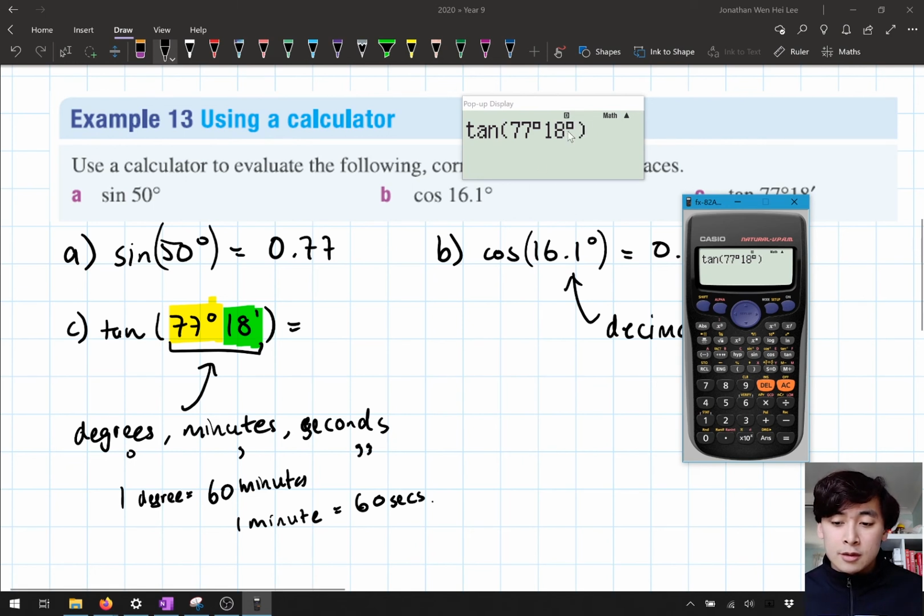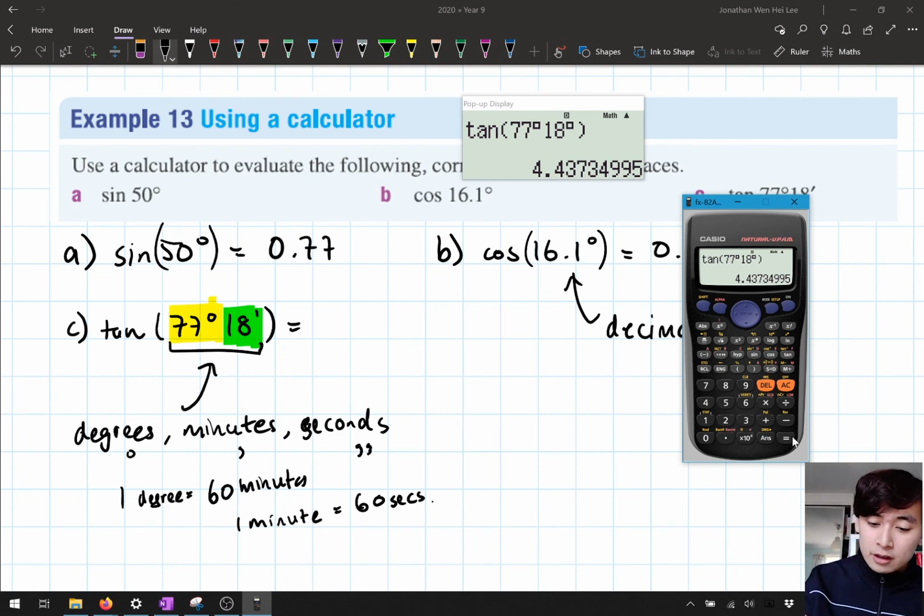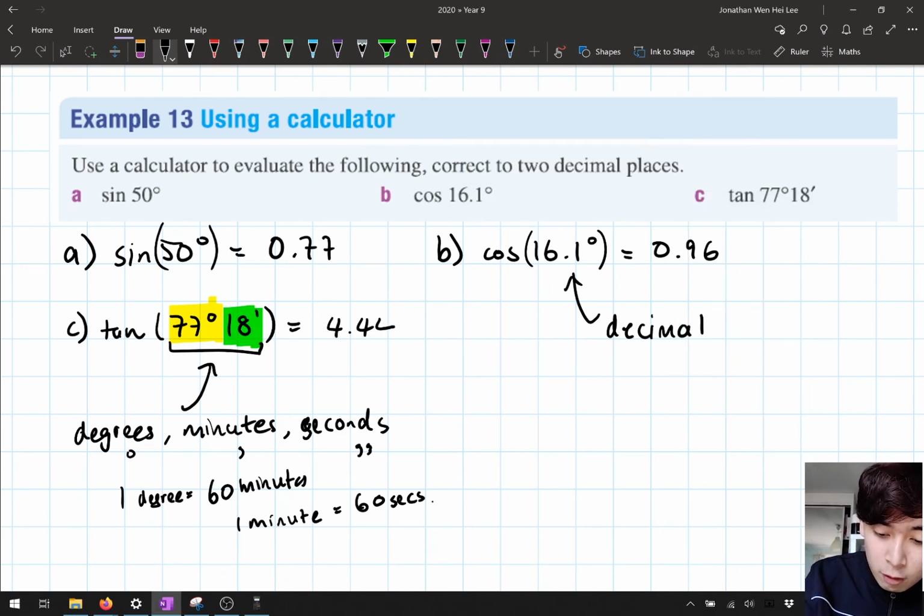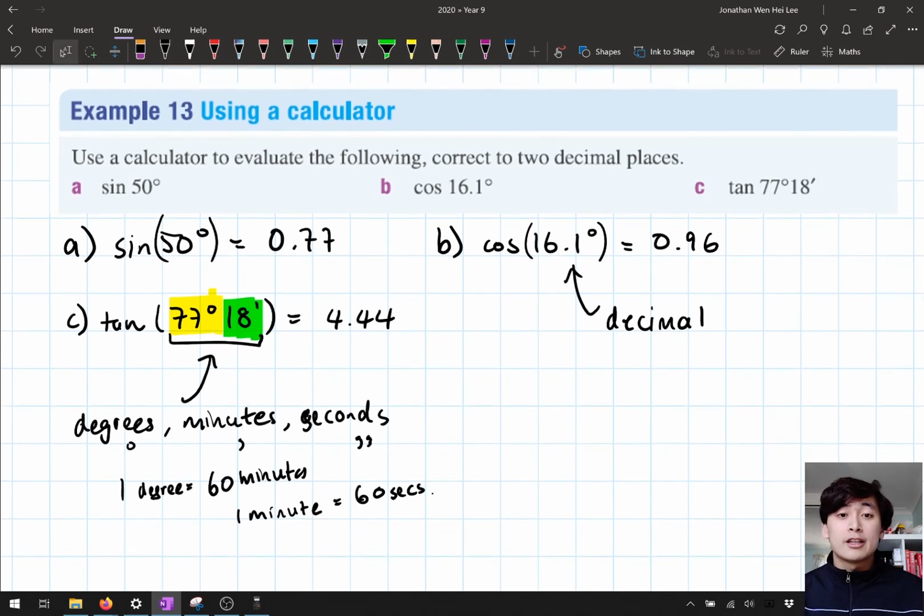And so that second box here doesn't actually represent degrees. The first one does. The first one is degrees. The second box is actually going to represent minutes. So here we go. That's equal to 4.437. And when I round that, that just gives me 4.44 to 2 decimal places. So that's how we use a calculator to actually put in these values. So when you see a trig ratio, sine, cos, tan, that value that you put in is a degree. It's the degree of the angle in your triangle.